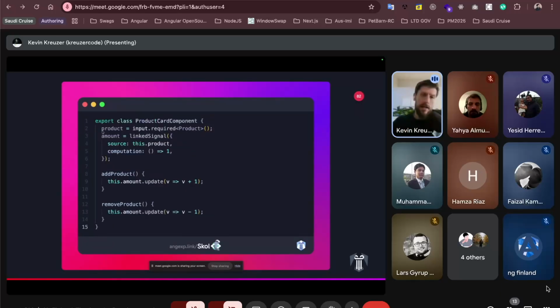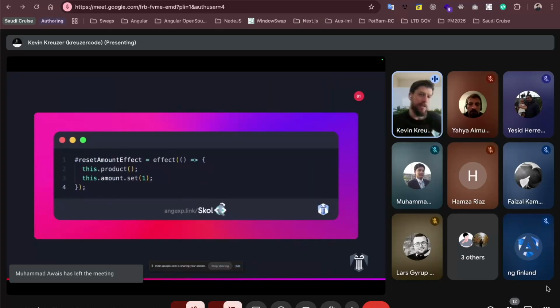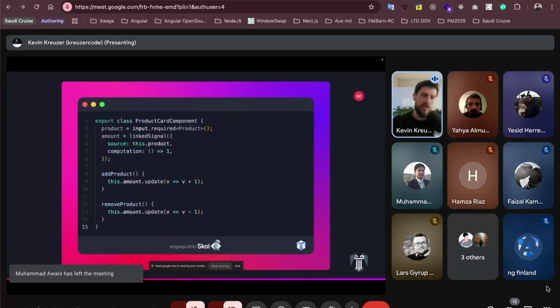So you can say, we have a product as an input, and we have a linked signal. The source is the product stream. So whenever a new product comes, this computation will be run, and that means the amount will be set to 1. This is a way cleaner approach than having this effect, which performs some side effects, because this is more readable, and it's not really a side effect. It reacts on something and produces a new computed value.